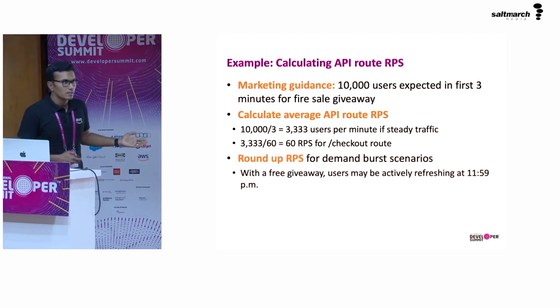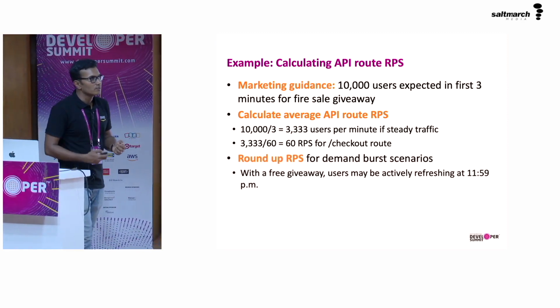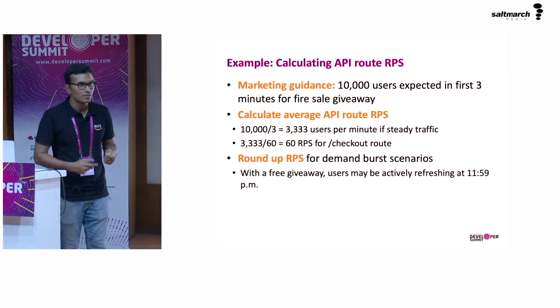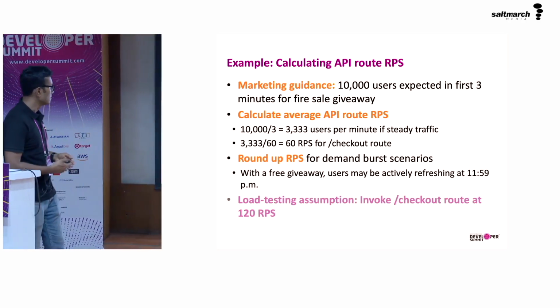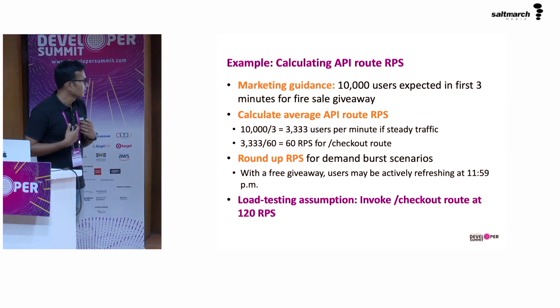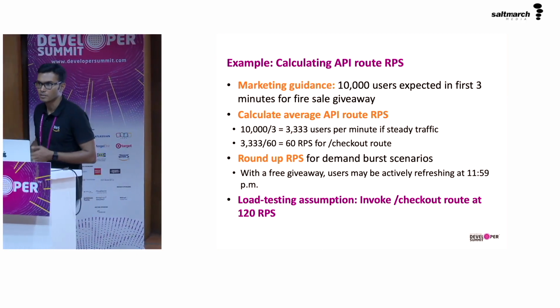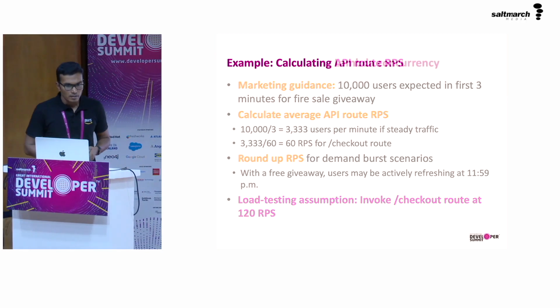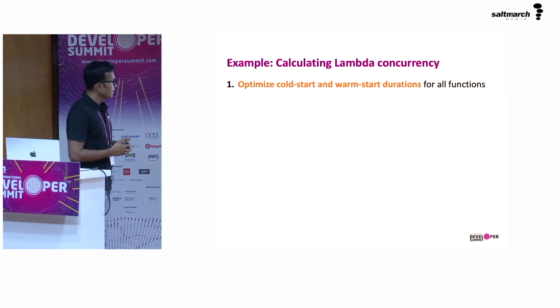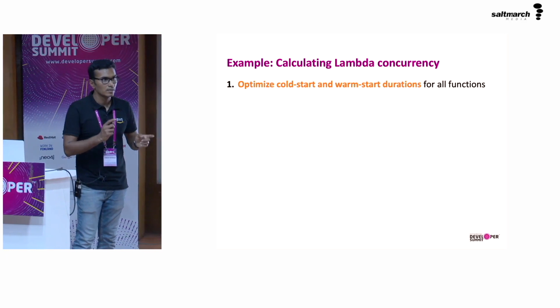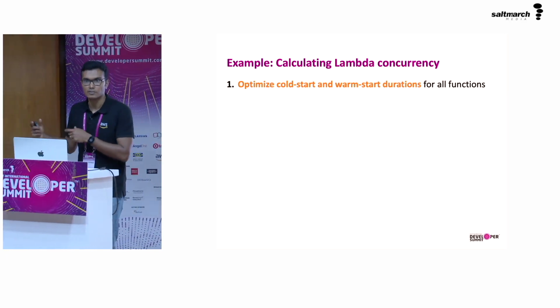But in a free giveaway kind of event, you will always have users constantly refreshing the page, right? So I would double that capacity and say that for my load testing, I would probably use something like 120 requests per second as a safe number to test. So with 120 requests per second, let's work out what my Lambda concurrency needs look like.